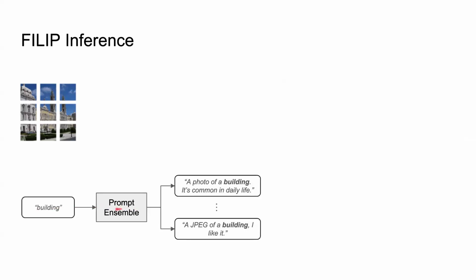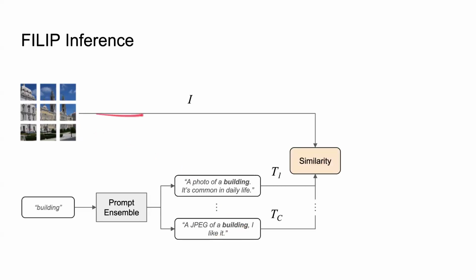This label is passed through the prompt ensemble. So you have a number of different prompts: "Photo of a building is common daily life," "JPEG of a building, I like it." And you compute the similarity between the image I and each of these prompts, and then you take the average of those. C is the number of prompt templates, so you have C of these, and you get the similarity of this image with this label.